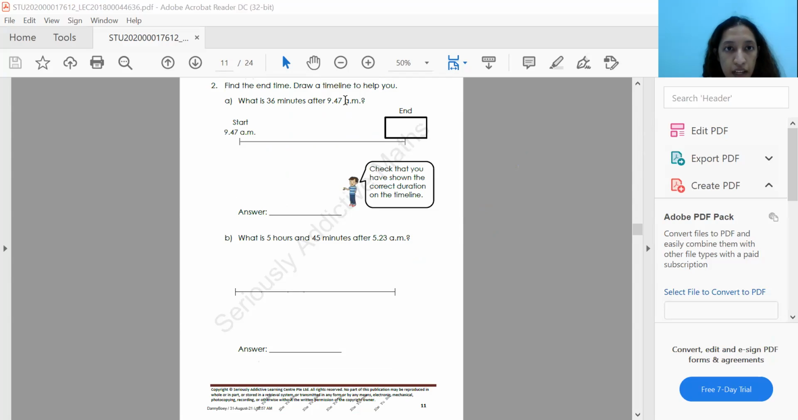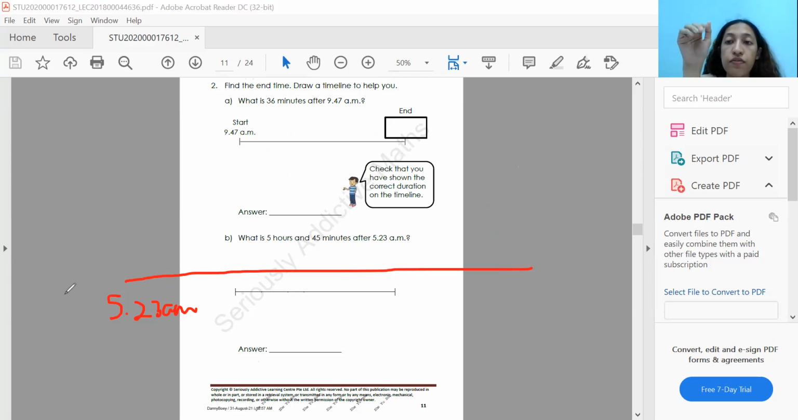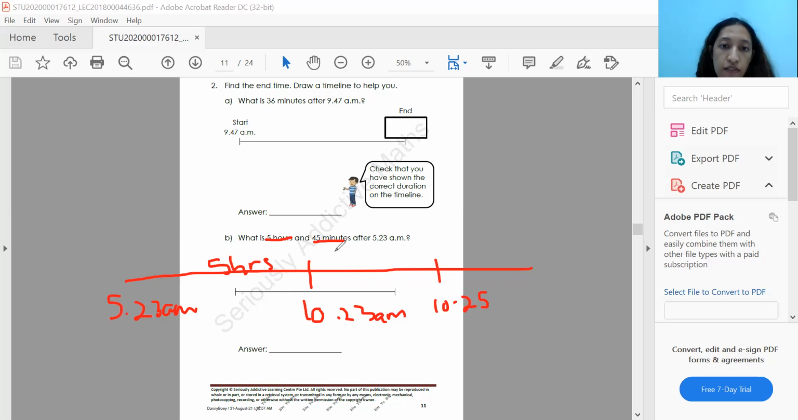Okay, I'll draw my own timeline so I could have more space. What is 5 hours 45 minutes after 5:23 a.m.? So let us do hours first. 5 hours after 5:23 is 5, 6, 7, 8, 9, 10. So 10:23 a.m., right? 5 hours. And then let us do to 10:25. We are dealing with the minutes now. We are done with the hours. 10:23 to 10:25 is 2 minutes.